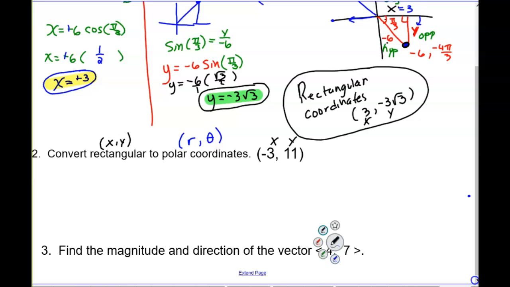So, I'm a visual learner. If I take this information and graph it, it doesn't have to be accurate. I'm going to go -3, so x is -3. Y is 11. And I need to find the radius and the angle measure. It's really just a trig problem.